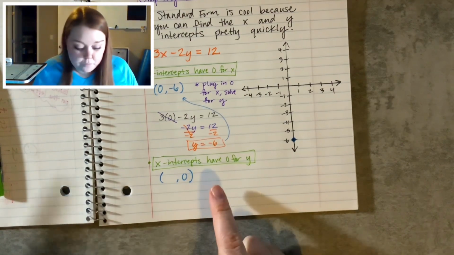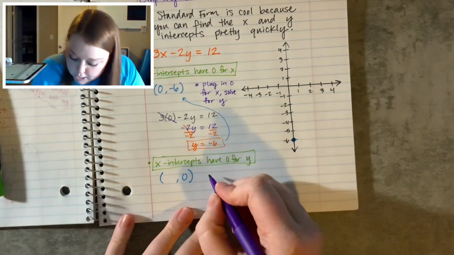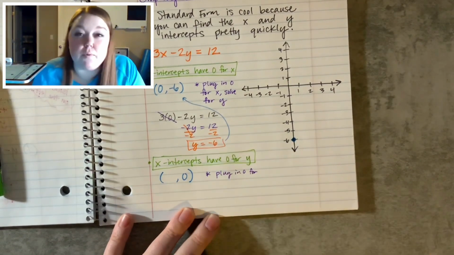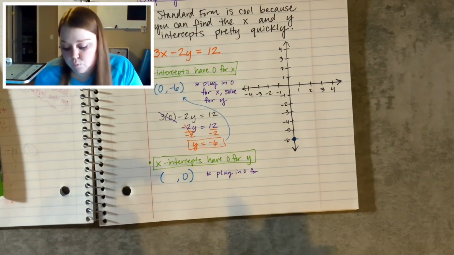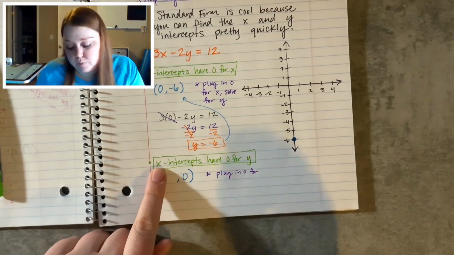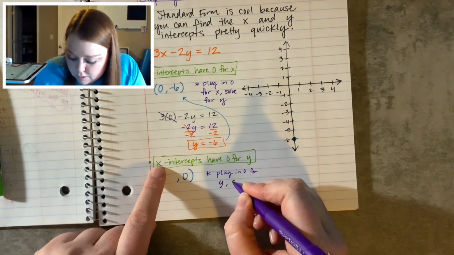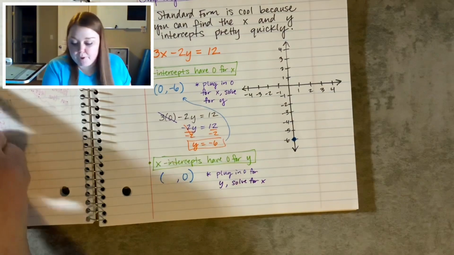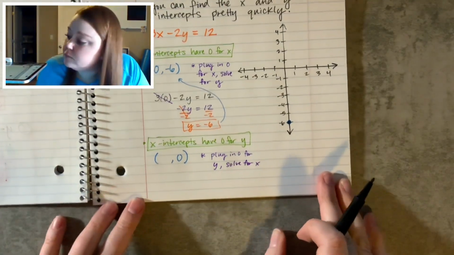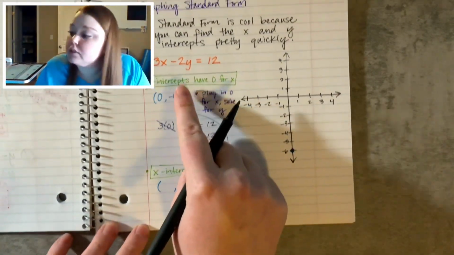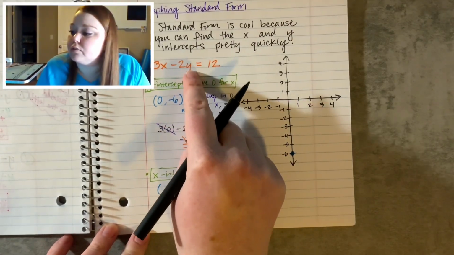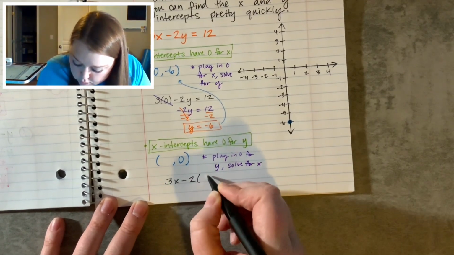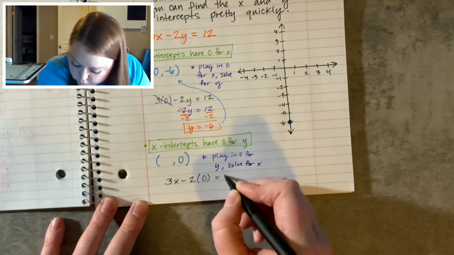Here is our strategy. We plug in 0 for which variable here? Plugging in for x or for y? When solving for the x-intercept, you're going to plug in 0 for y and then solve for x. Let's do that. I'm going to copy down this original equation, but plug in a 0 for y right there. So I would have 3x minus 2 times 0 equals 12.